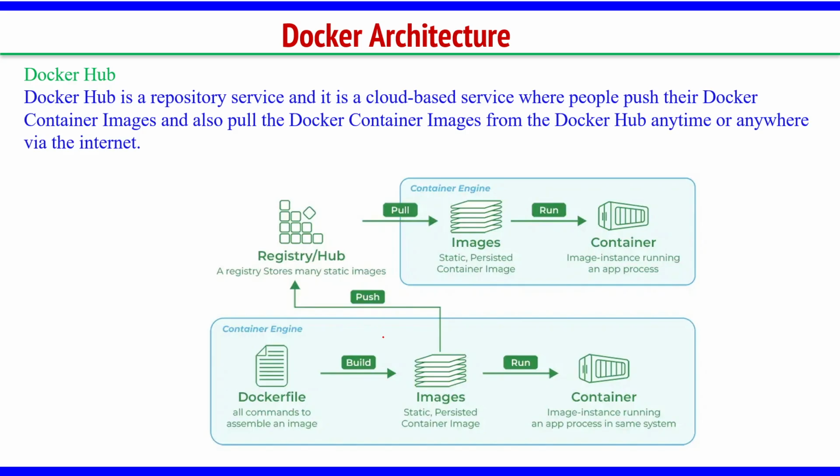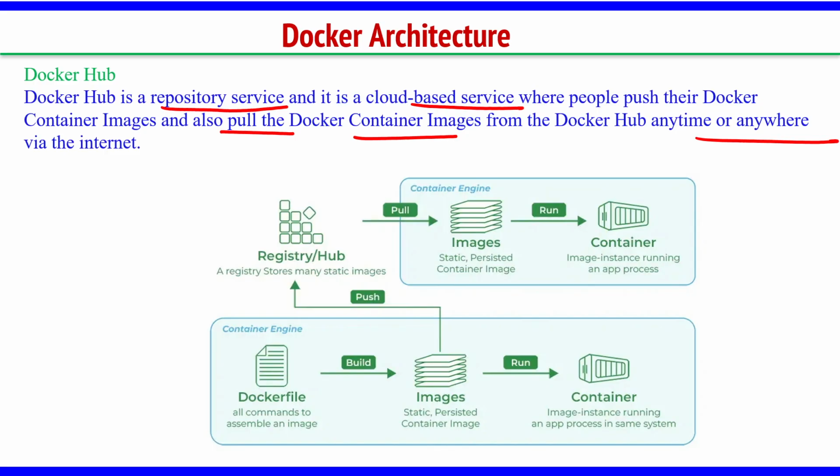Next, Docker Hub. What is this Docker Hub? I am saying that Docker Hub is a registry. It is a repository service, a cloud based service where people push their Docker container images and also pull the images anytime or anywhere, like our GitHub. Whenever we want, we can get the images from the repository. Whenever we want to upload, or commit, we can commit them back.